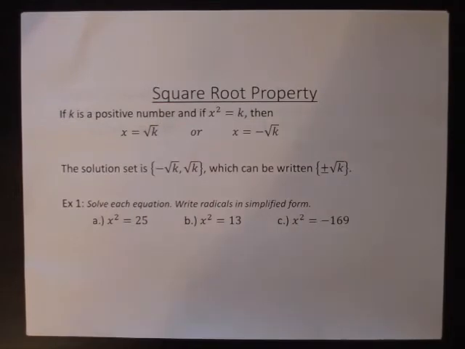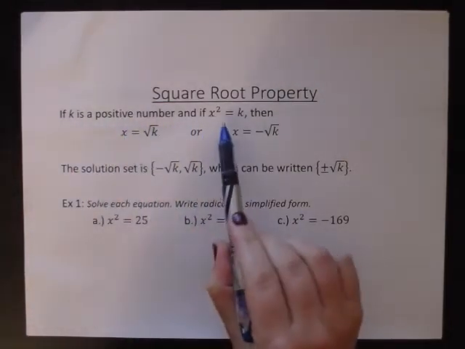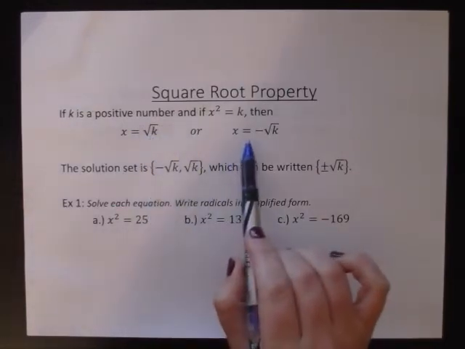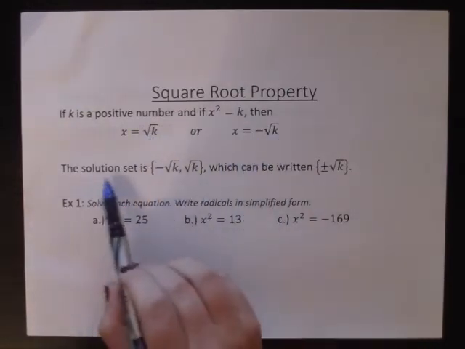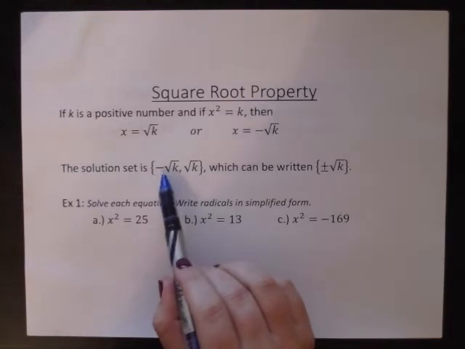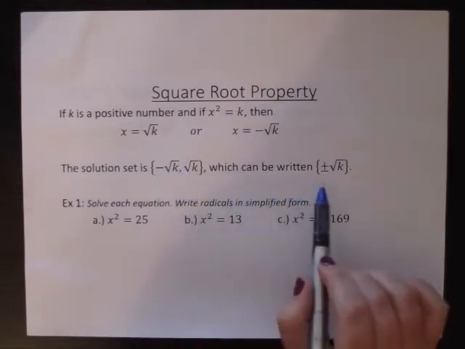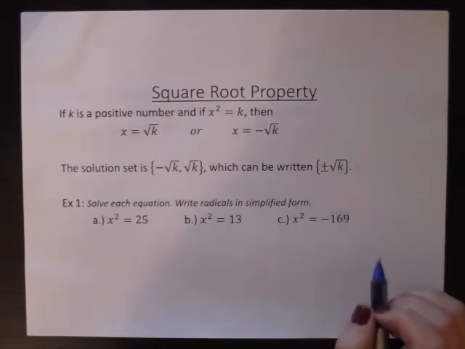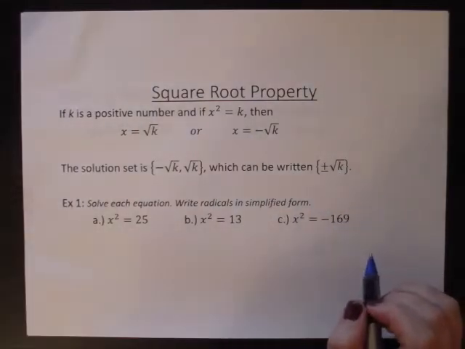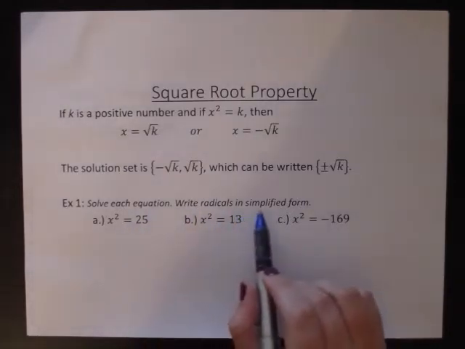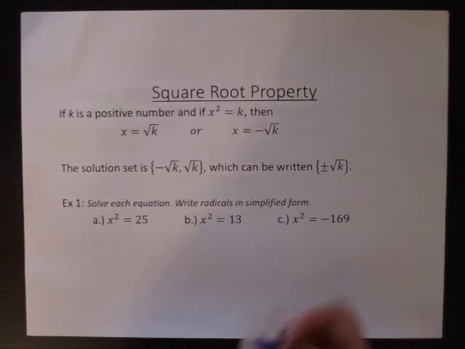Now, the square root property: if k is a positive number and x squared equals k, then x equals the square root of k, or x equals negative square root of k. So the solution set looks like this: negative square root of k, comma, square root of k. Or it can be written as plus or minus the square root of k. So whenever you have to take the square root, you've got to make sure and put the plus or minus. Okay, so solve each equation, write the radicals in simplified form.